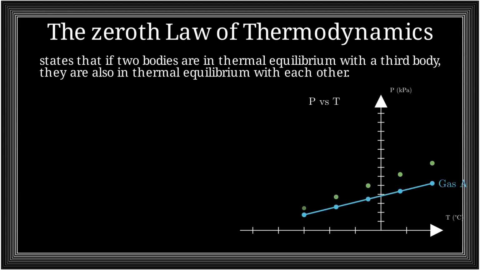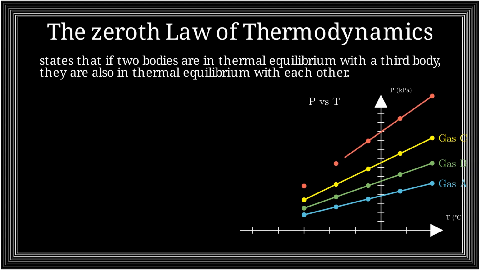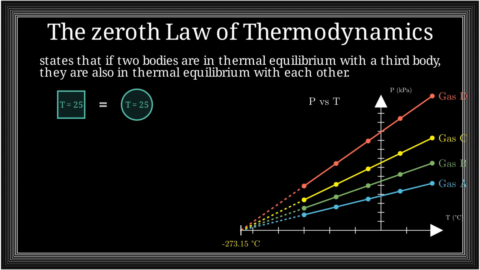Now, we estimate absolute zero by observing how the pressure of a gas drops as the temperature decreases. If we extend the trend, the pressure reaches zero at 0 Kelvin. This defines the lowest limit of temperature. The law is represented by three rooms: square, circle, and triangle.